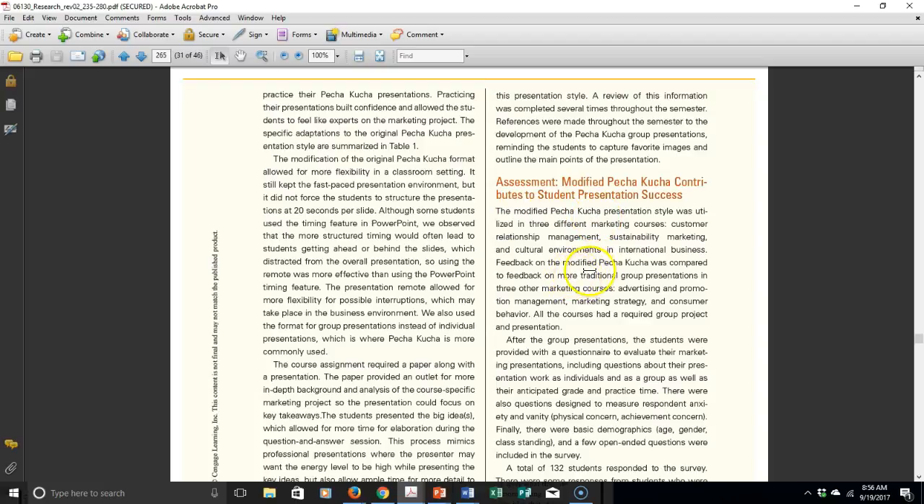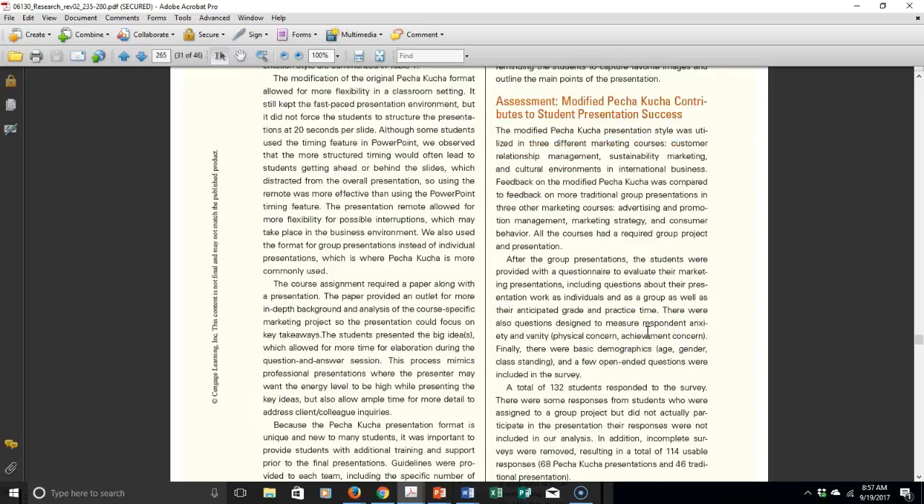And then if you scroll down a little bit, you'll see here there was also a more traditional group presentation in 3 different marketing classes. So all of the courses required a group project and presentation. Half were using the Pecha and half were using the traditional model.